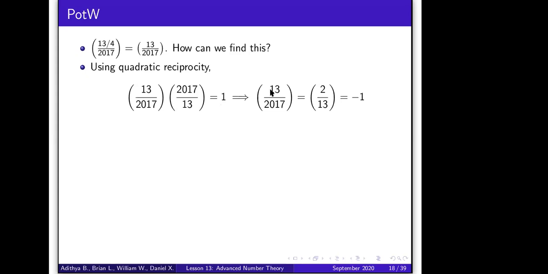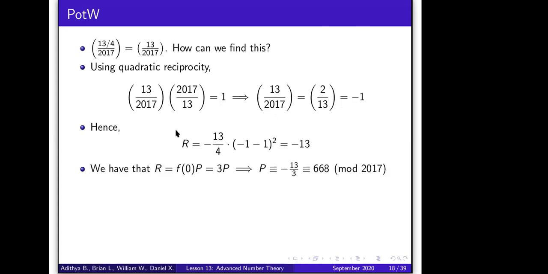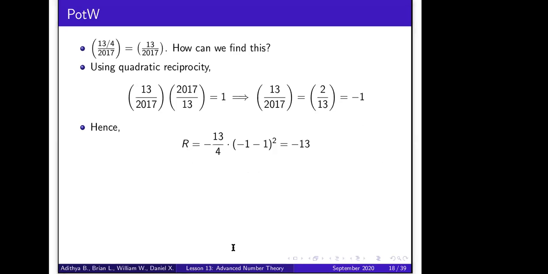So that means that (13/2017) is equal to (2017/13). And the residue of 2017 mod 13 is 2. So this is just (2/13). And it's very easy to check that 2 is actually a quadratic non-residue mod 13. So (2/13) is negative 1, which means that (13/2017) is also negative 1 by quadratic reciprocity. So given this, we just plug it back in, and we get that r is equal to negative 13 over 4 times the negative 2 squared, which is equal to negative 13.